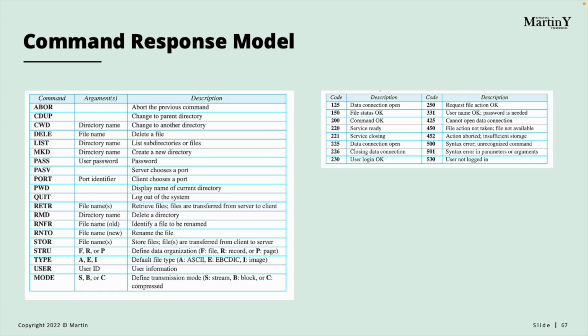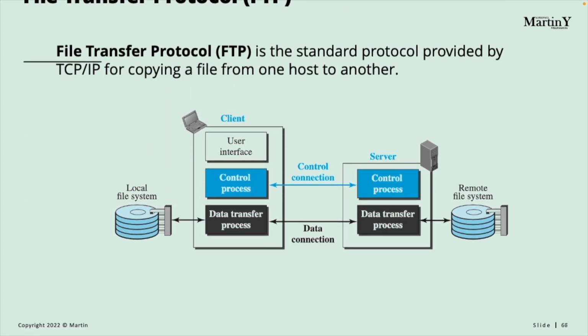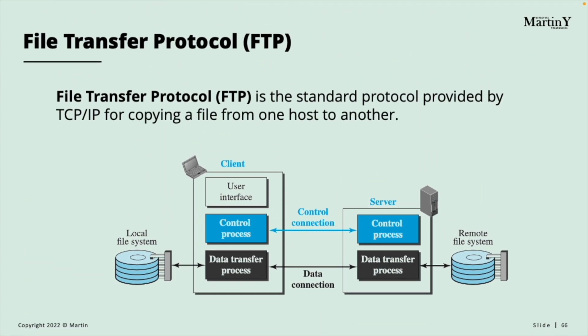Now, actually, I'm just going to bring it back so you can make a relation. So we saw that we have a control process and a data transfer process. But what are those things like? How are we interacting with those two types of connections and processes?